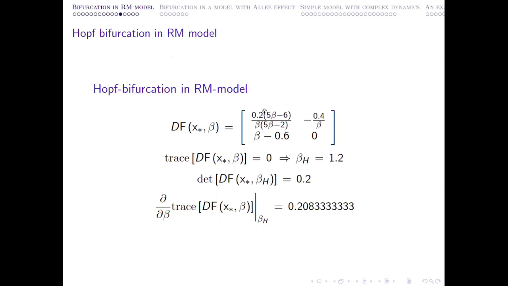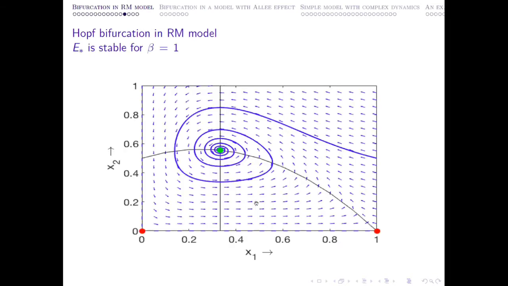So for the Rosenzweig-MacArthur model with the same parameterization, if we again consider beta as a bifurcation parameter, then you can find that at beta equal to 1.2, the trace is 0, the determinant is positive, and the partial derivative of the trace of this Jacobian matrix with respect to beta is not equal to 0.